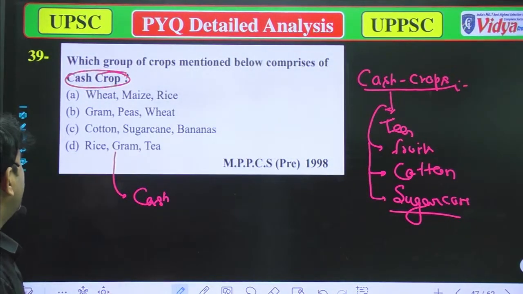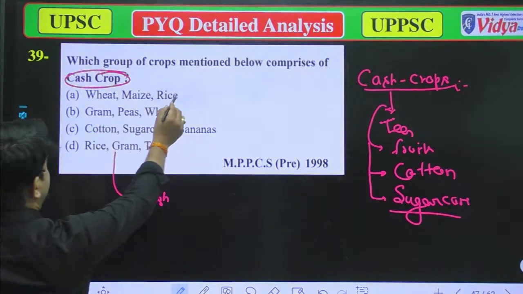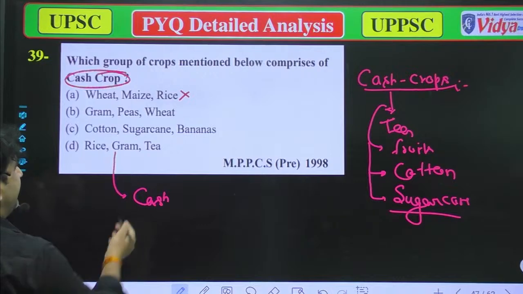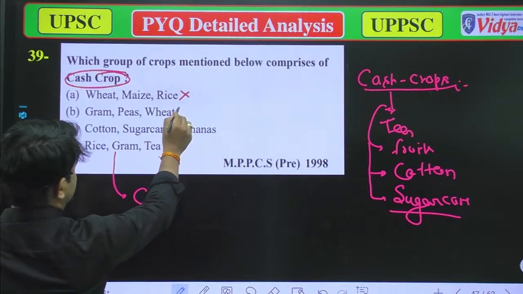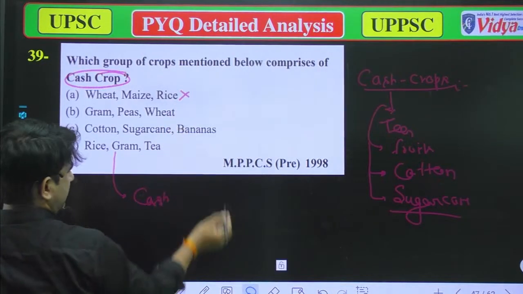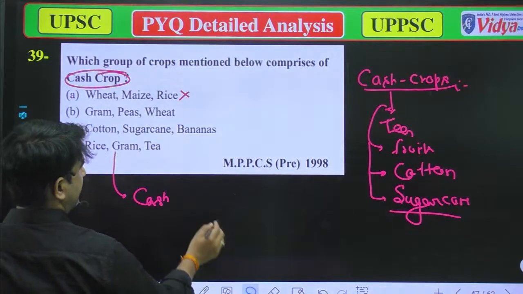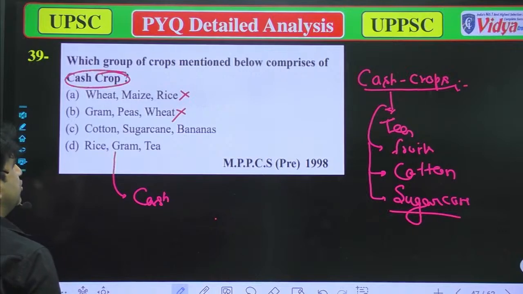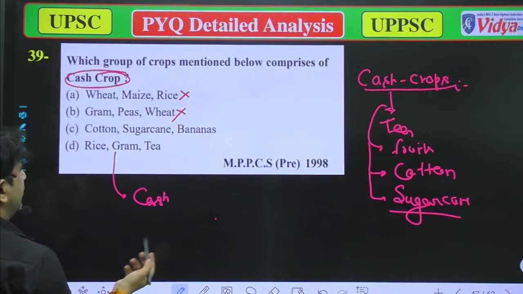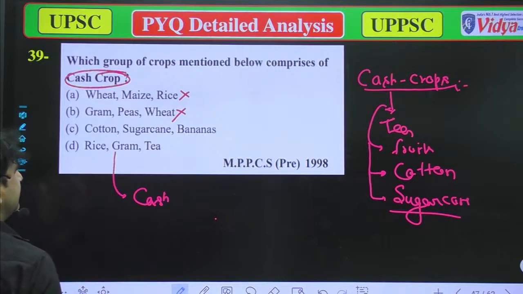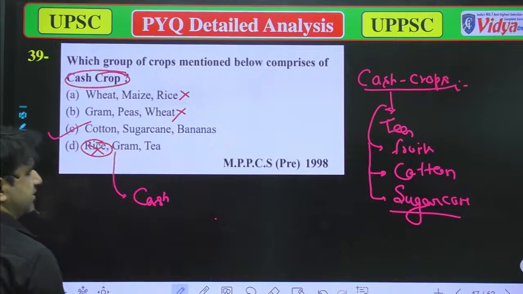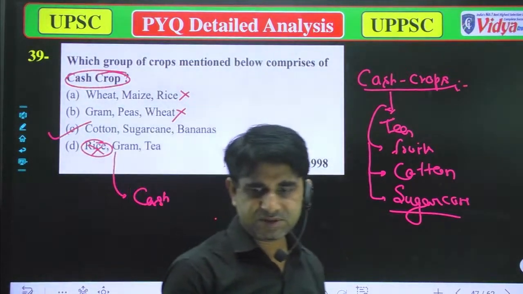In our options, we have wheat, maize, and rice. That's impossible. B, gram, peas, and wheat, because wheat is there and wheat is not a cash crop, so we can eliminate that option. Option C, cotton, sugarcane, bananas, that could be true. D, rice, gram, and tea, because rice is there and it's not a cash crop. So only option C is correct.